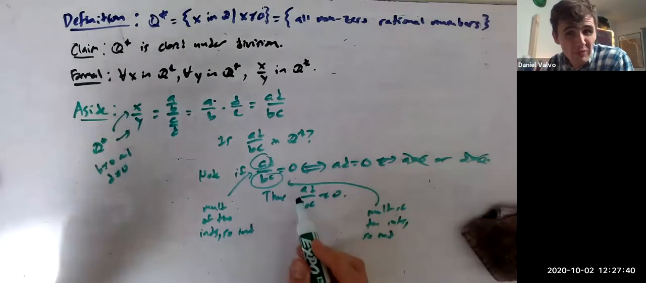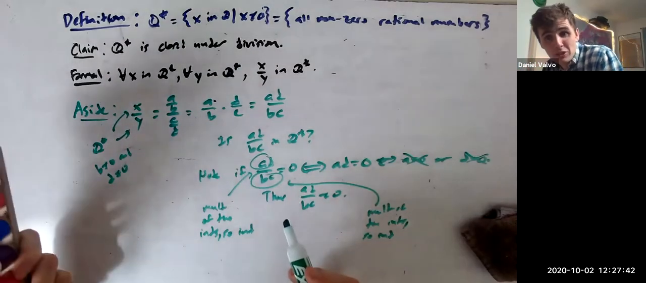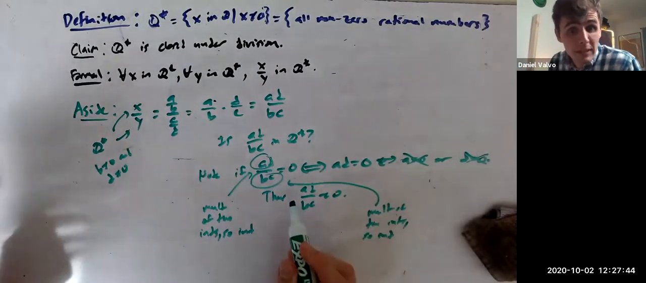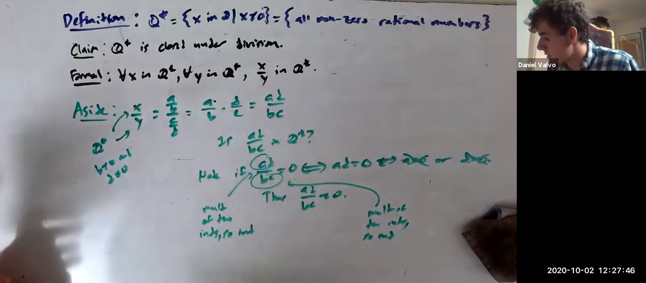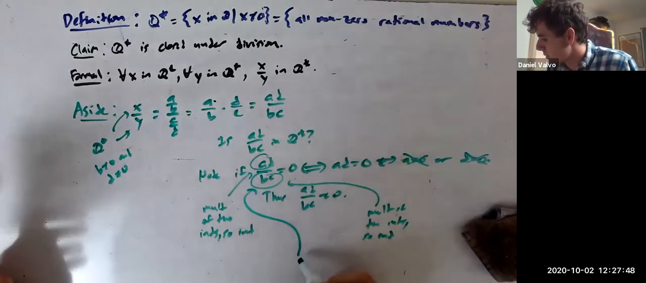The only little subtle thing we have to show here is that rational numbers are ratios of integers where the bottom can't be 0. The denominator must be non-zero. And is BC equal to 0?